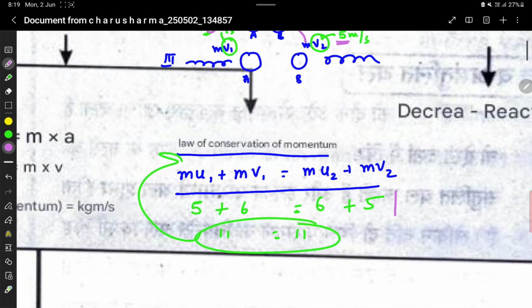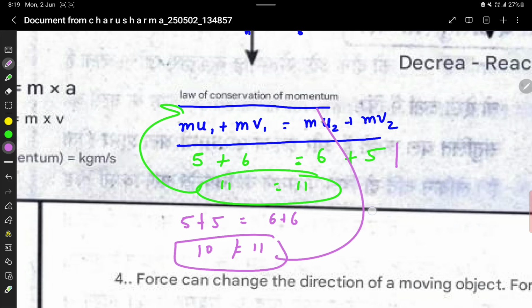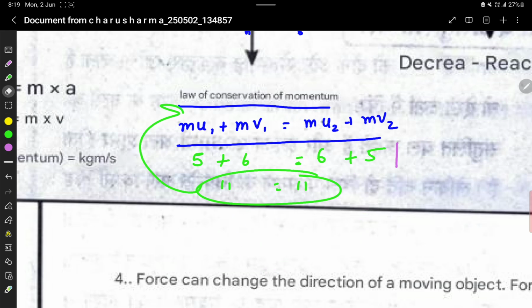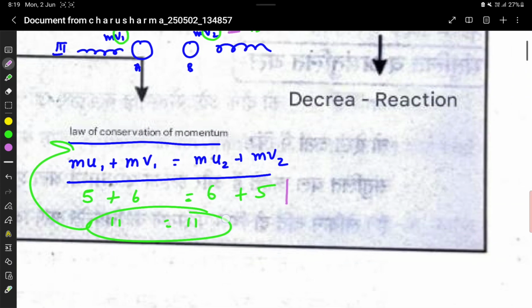Okay, if they are not sharing their speed, or if they do not transfer their speed, then what will happen? 5 plus 5 equals 6 plus 6, which means 10 equals 10, though they are not equal. So this law becomes false. There is no use of this law. So to maintain the equilibrium, or to maintain the law of conservation, we have to explain it in that way. This is also the explanation of this law. I hope that much is clear to you.